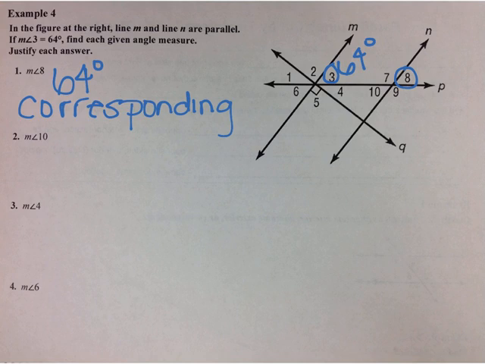Alright, part 2 says what is the measure of angle 10. So angle 10 is right here. Alright, if you look at angle 8 and angle 10, you notice that their two vertices touch. So the measure of angle 10 is also going to be 64 degrees. We know this by something we didn't talk about. Okay, so this is going to be by vertical angles.